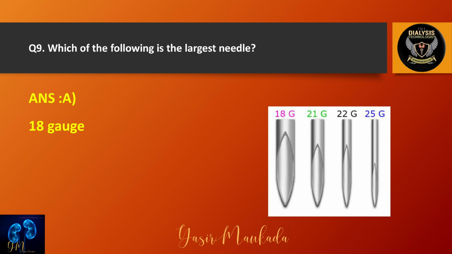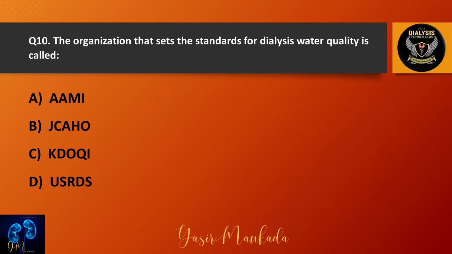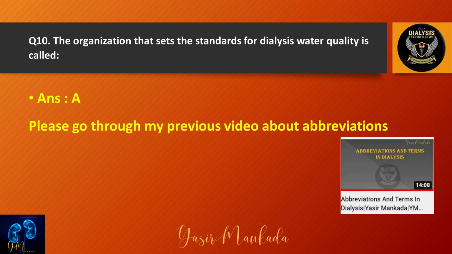So as you see, the picture is here. Question is, the organization that set the standard for hemodialysis water quality is called: option A, AAMI; option B, JCAHO; option C, KDOQI; option D, USRDS. Correct answer is option A, AAMI. So please go through my previous videos about abbreviations and terms in dialysis.